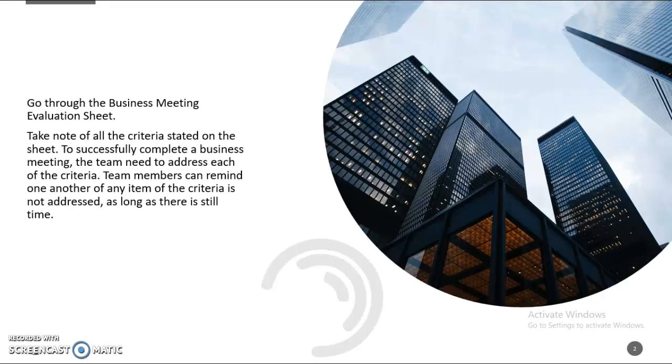So, what you need to do first is to go through the business meeting evaluation sheet. Look at it, and not just look at it, you need to read it carefully and take note of all the criteria stated on the sheet. It is found in your textbook.